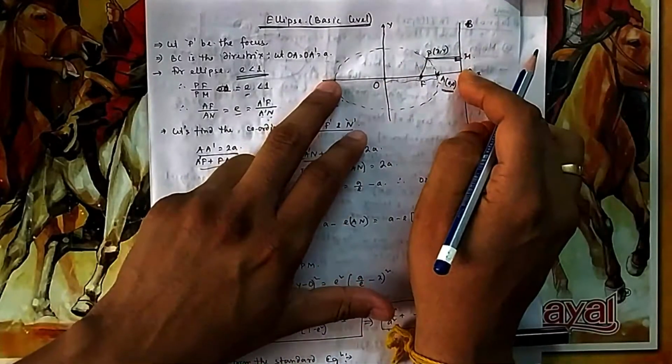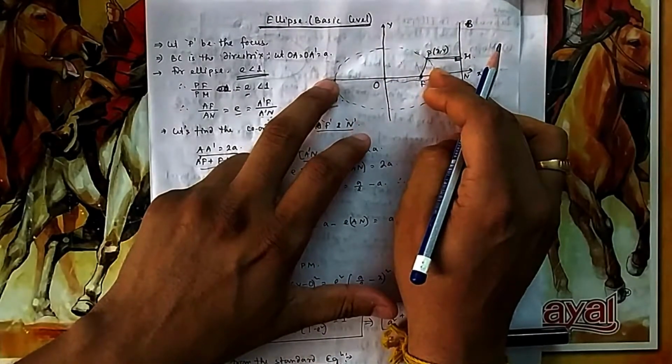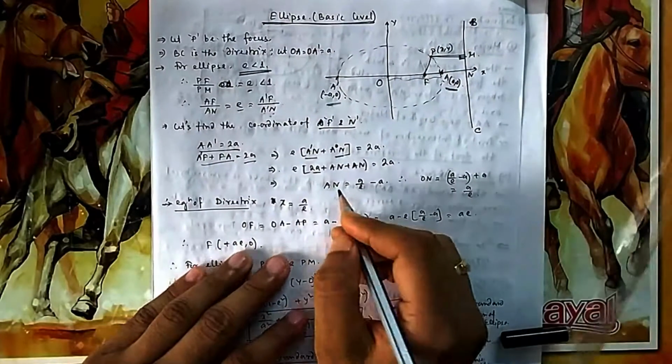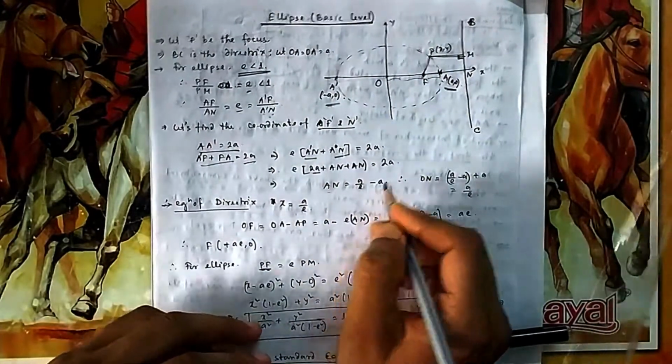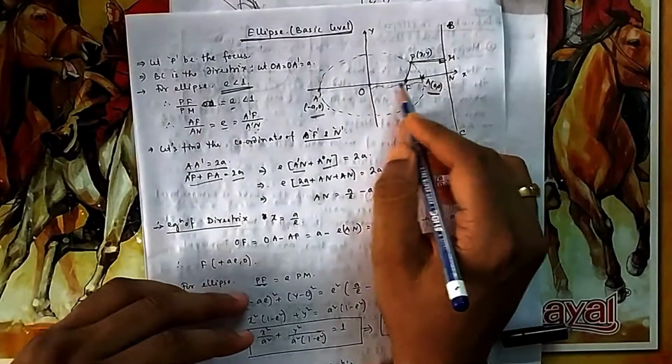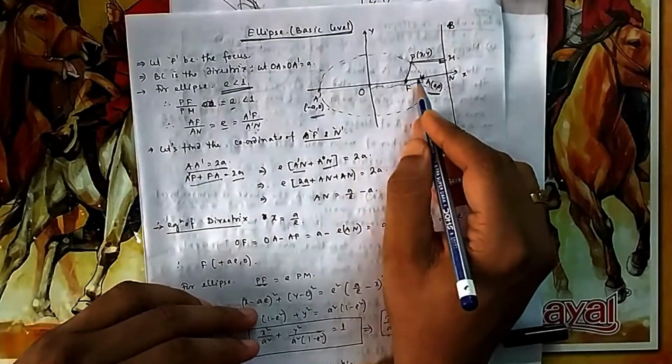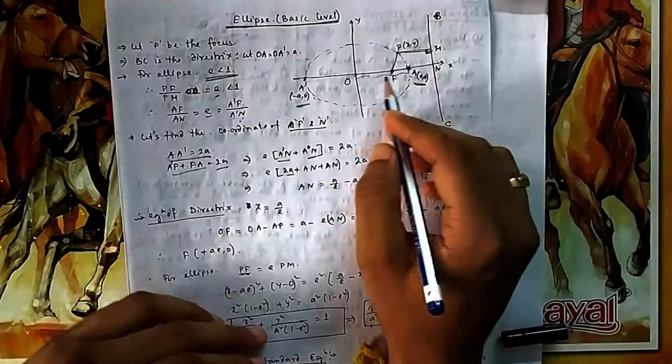From here to here, they are asking. So 2a is this much, and then AN. So from here you can calculate AN is equal to this much. So once you know AN, now you can find anything, because from here to here it was.